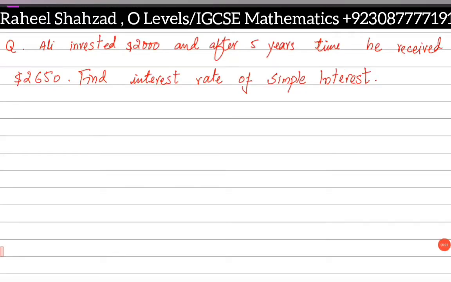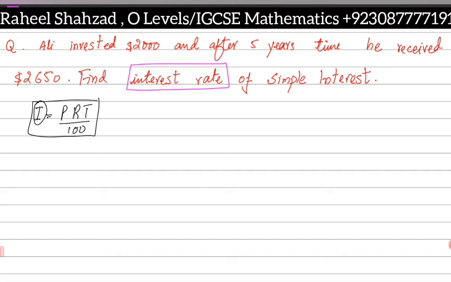So here is another question. In this question they say Ali invested $2000 and after 5 years he received $2650. Find the interest rate of simple interest per year. What will be the interest rate per year? Let's use the formula. First of all, we know that simple interest is equal to principal times rate times time over 100. Got it? Now in this question we don't have the interest rate, we just have the initial payment, that is the principal amount, which was 2000, and the final amount is 2650.